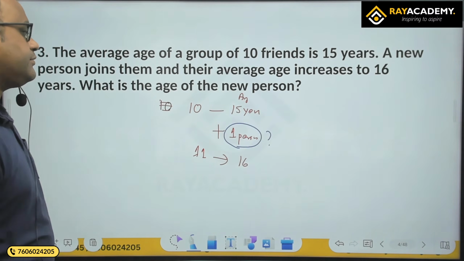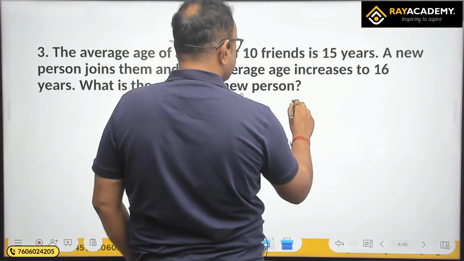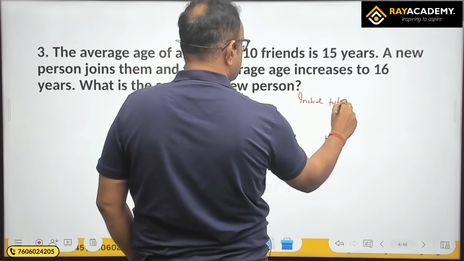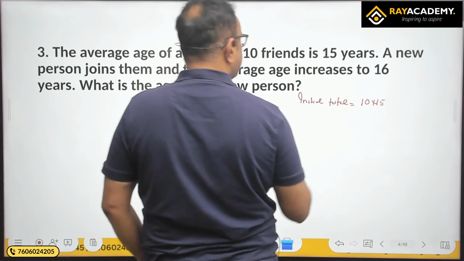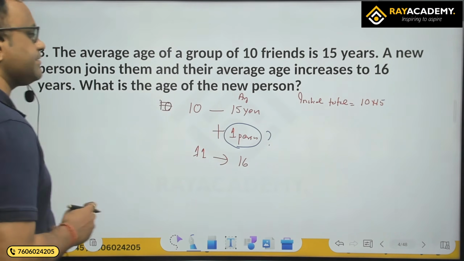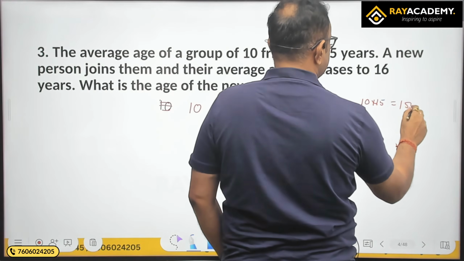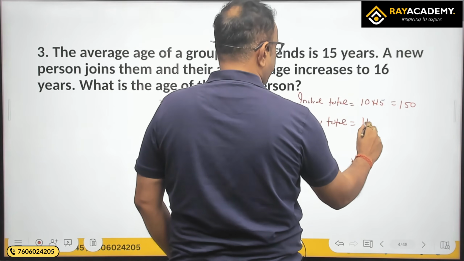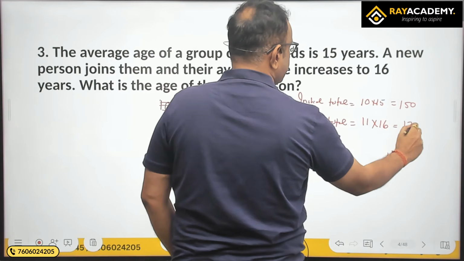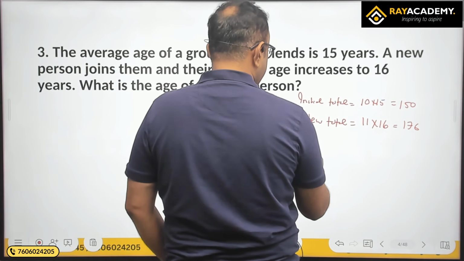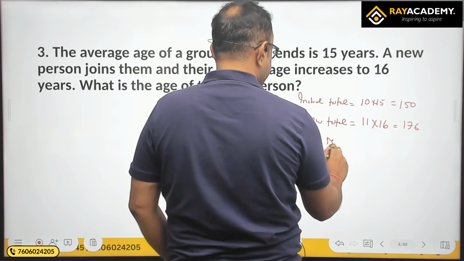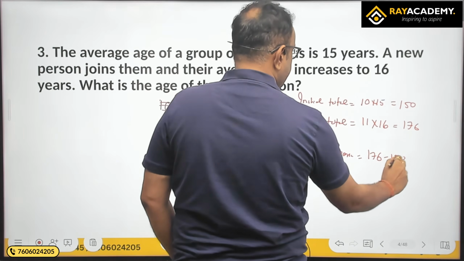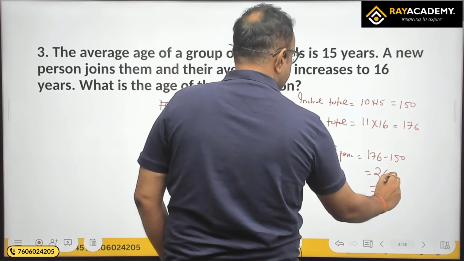Okay. So you can say, what was the total? The initial total is 10 multiplied with 15, because for 10 persons the average is 15. So 10 multiplied with 15 is 150 years. And the new total is 11 multiplied with 16, that is 176. So what will be the age of the new person? The age of the new person is 176 minus 150, that is 26 years.